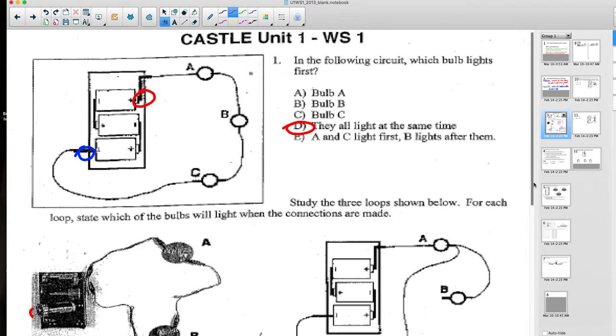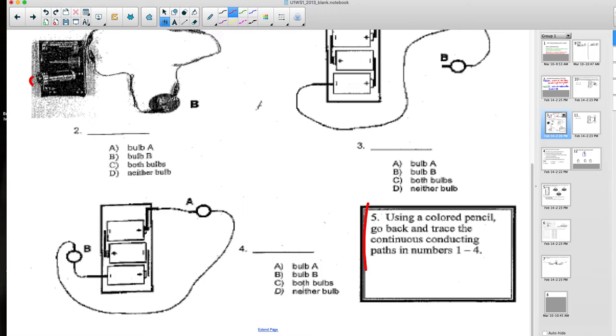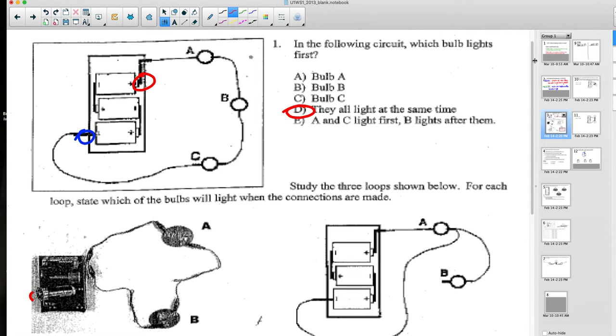Well, if you look way down in the bottom right-hand corner, it says use a colored pencil to go back and trace the continuous conducting path through numbers 1, 2, 3, and 4. In this case, if we start at the positive terminal of the battery, our continuous conductive path goes from the positive terminal of the battery pack through the wire, through the bulb. Because these sockets don't show the individual bulb, we can just go straight through the socket. If the parts of the bulb are shown, you should go through the individual parts of the bulb like we did in class. And then through each additional socket and bulb.